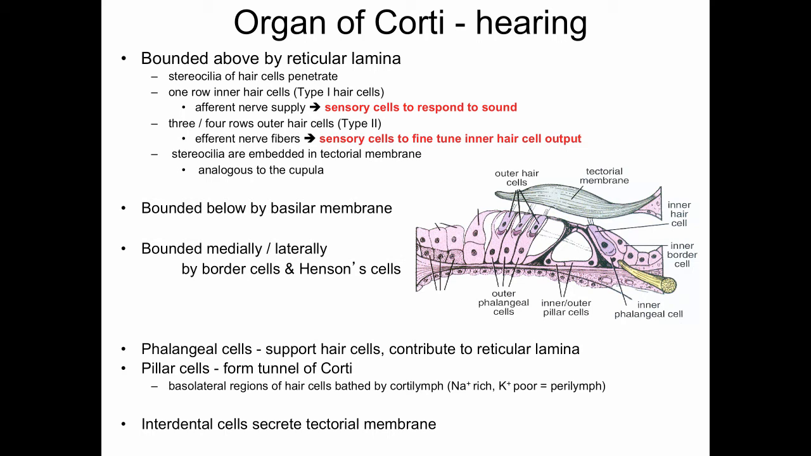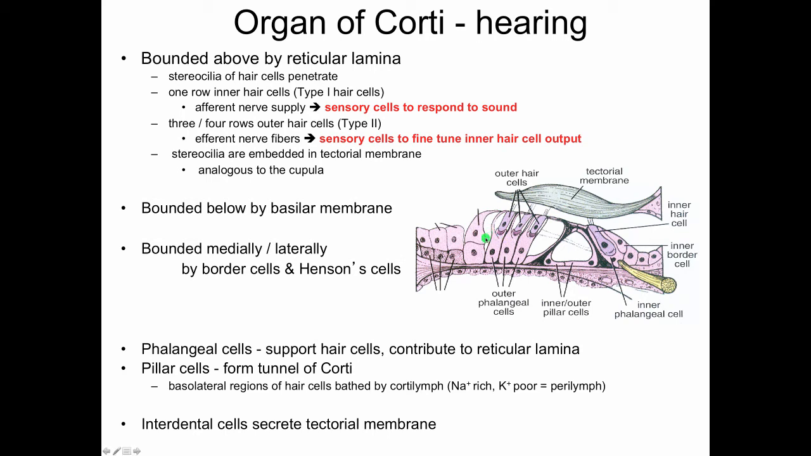As we've said, the stereocilia of both the inner and outer hair cells are embedded in the tectorial membrane. The tectorial membrane would therefore be analogous to the cupula of the crista ampullaris. The organ of Corti is bounded on its basal surface by the basilar membrane, and it's bounded medially and laterally by border cells and Hensen cells, and these cells are not labeled here.